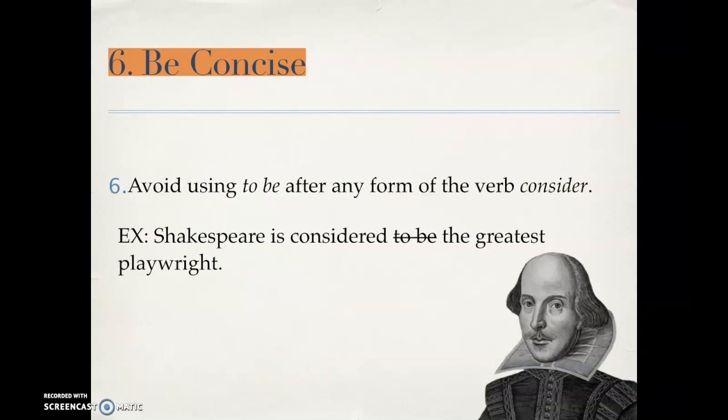Okay, one more way you can be concise. Avoid using to be after any form of the verb consider. Okay, so this one is a really common one, and I find myself doing it too, so I'll work on it as well. But here's your example. Shakespeare is considered to be the greatest playwright. Okay, you actually don't need the words to be there because it reads a little bit easier as Shakespeare is considered the greatest playwright. Okay, so these again are just real quick small tricks for you to make your writing more concise and eliminate wordiness and increase clarity.